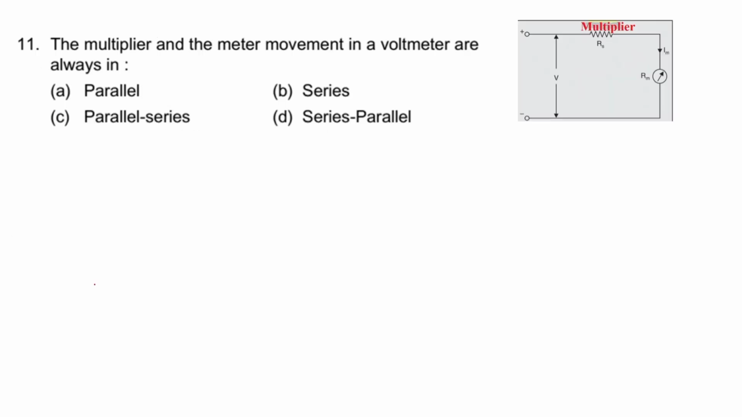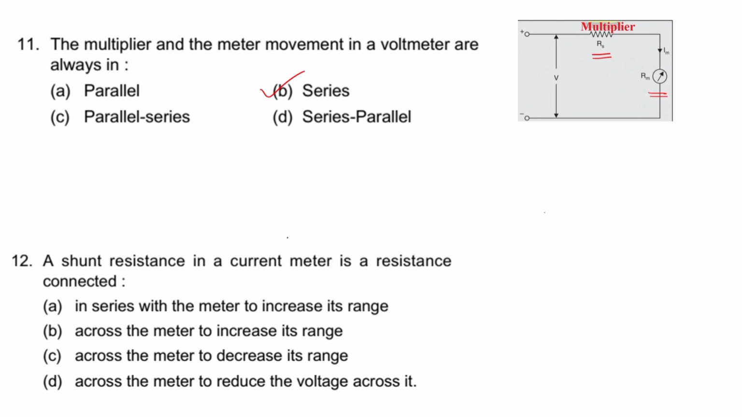11. The multiplier and the meter movement in a voltmeter are always in? See in this diagram, this is the multiplier and this is the meter movement. It's always connected in series. Option B is correct. A shunt resistance in the current meter is a resistance connected across the meter to increase the range. Option B is the correct answer.